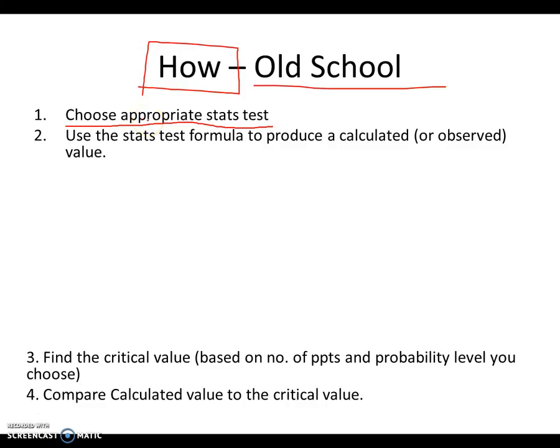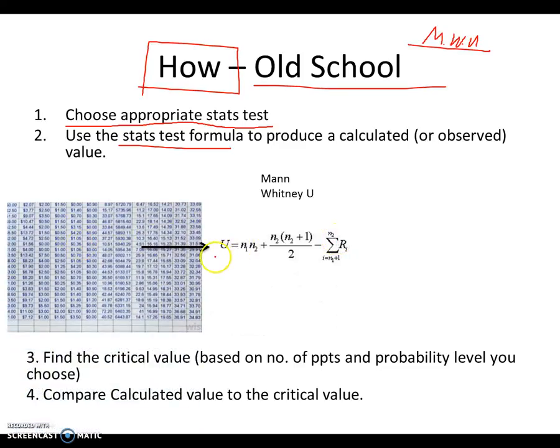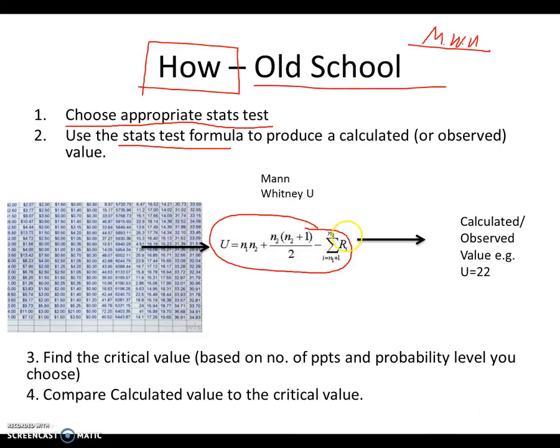So for the example I was giving about identical versus non-identical twins, that's an independent measures design. So I'd have to use a Mann-Whitney U test. And I'll show you the table of how you can figure that out later. So use the stats test formula to produce a calculated or observed value. Here we go. We take our raw data, we calculate it using that. Thank goodness we've got the new school method. And then it results in what's called a calculated or an observed value.